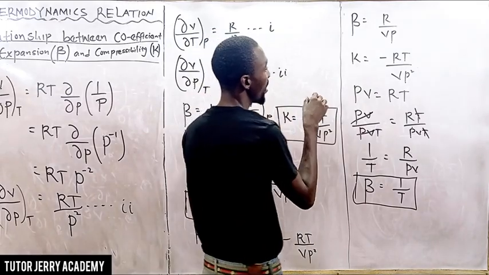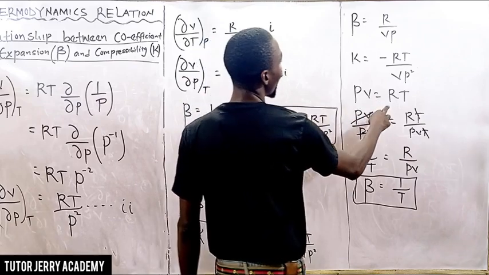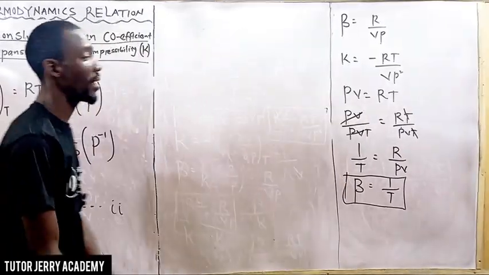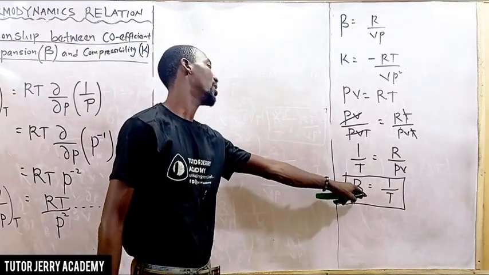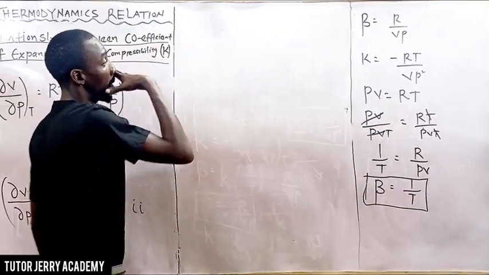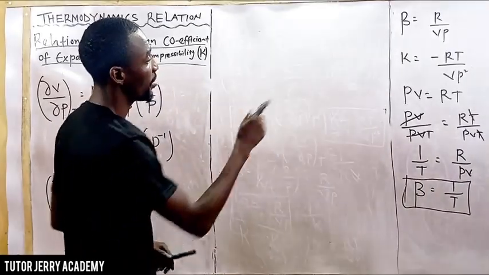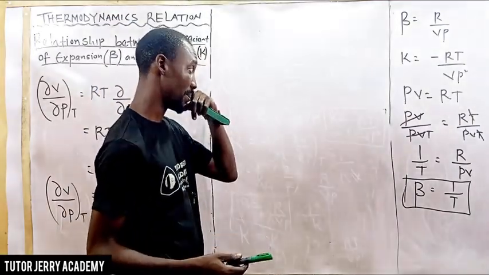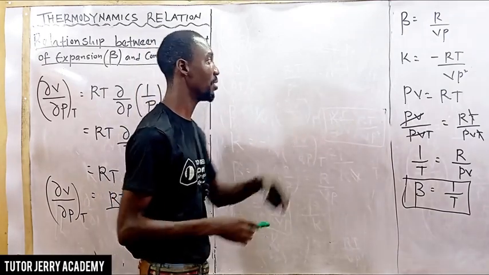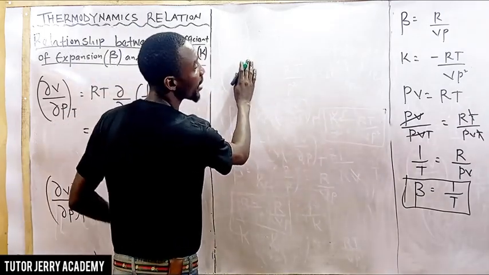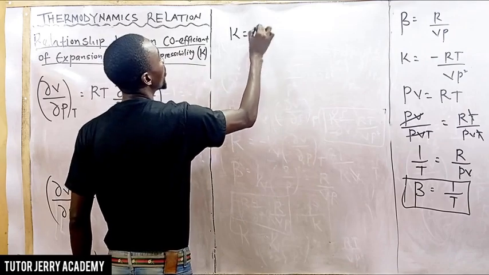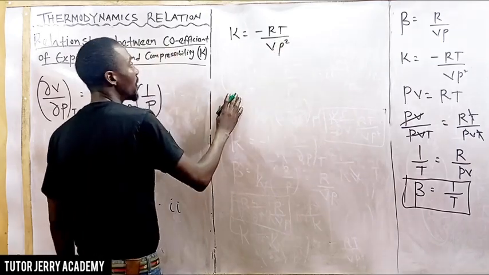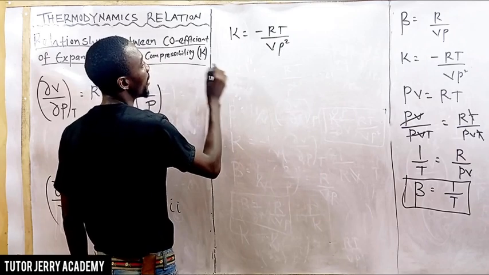All right. So we have established the relationship between beta and T. So from PV equals RT, let's try and make P the subject. We said from there we have K to be equal to minus RT all over VP squared, right? So we can bring out P from here.